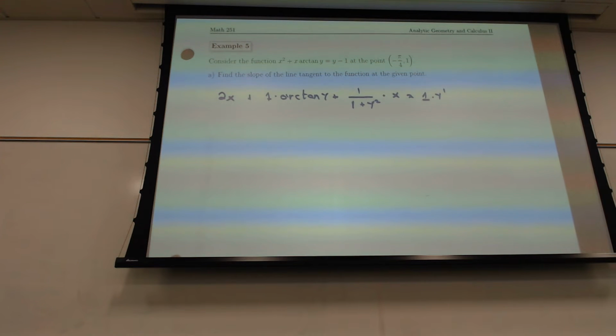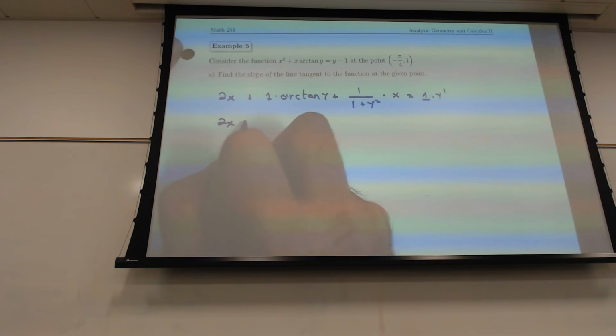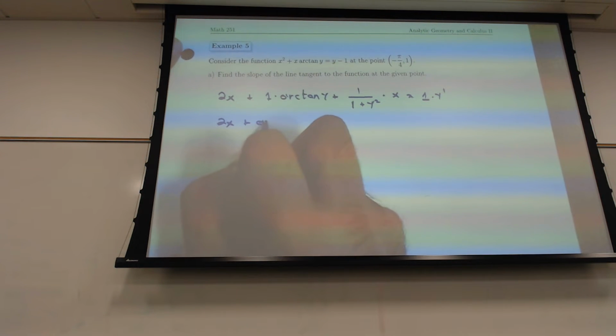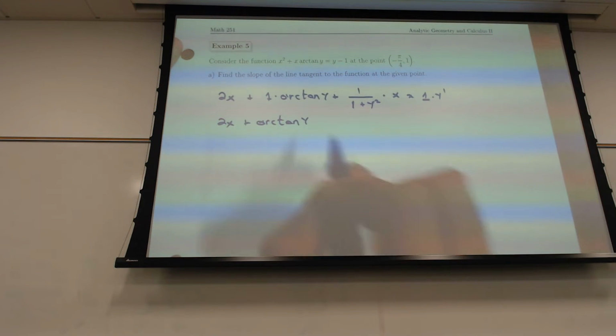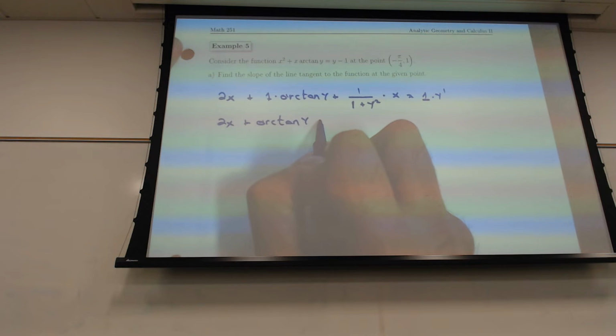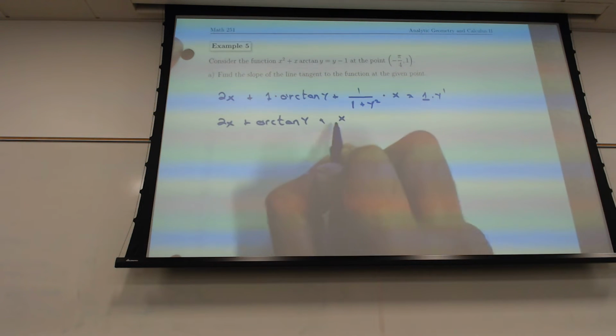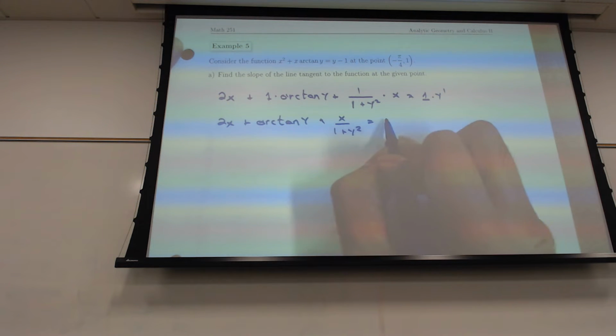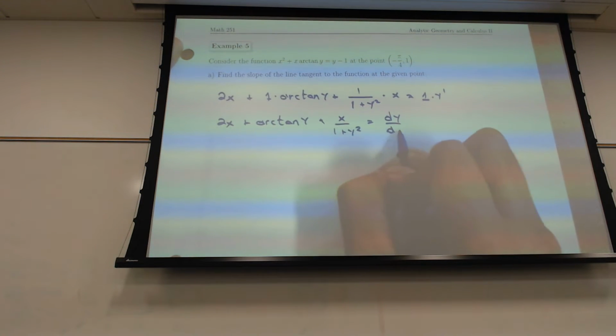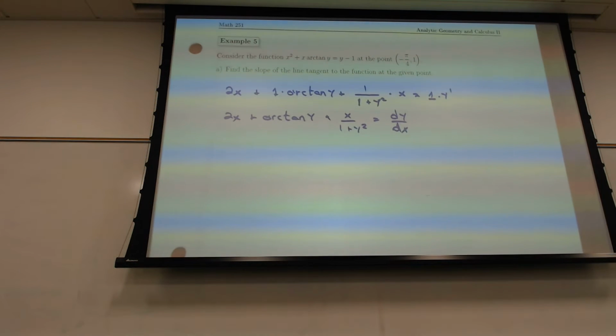So let's try and simplify all this. That's going to be 2x plus arctan y plus x over 1 plus y squared equals y prime, dy dx. So that's the derivative of this implicit function. So that's the final answer. There's really nothing else to keep simplifying. All right? Oh, wait a minute.